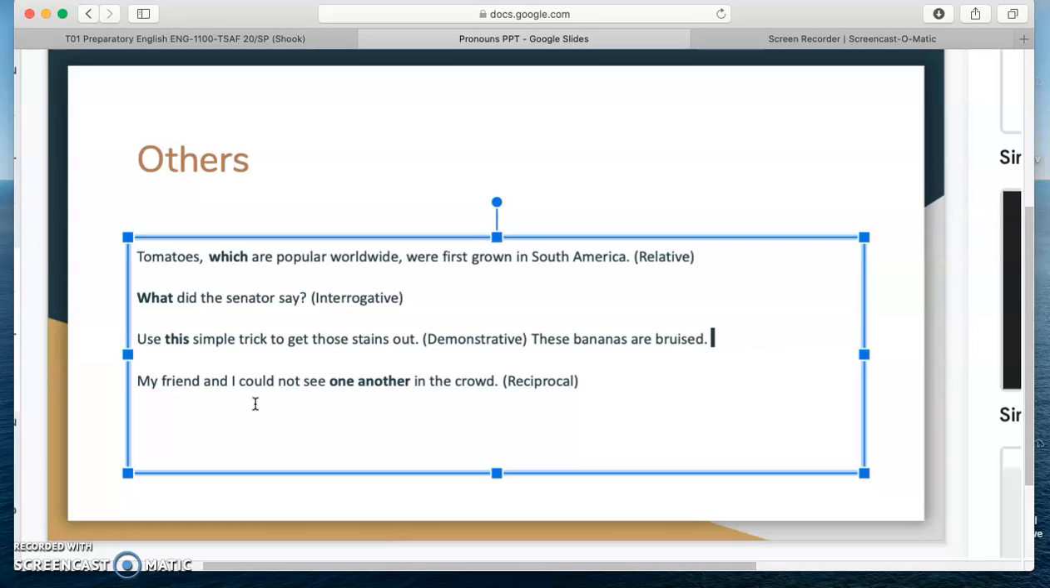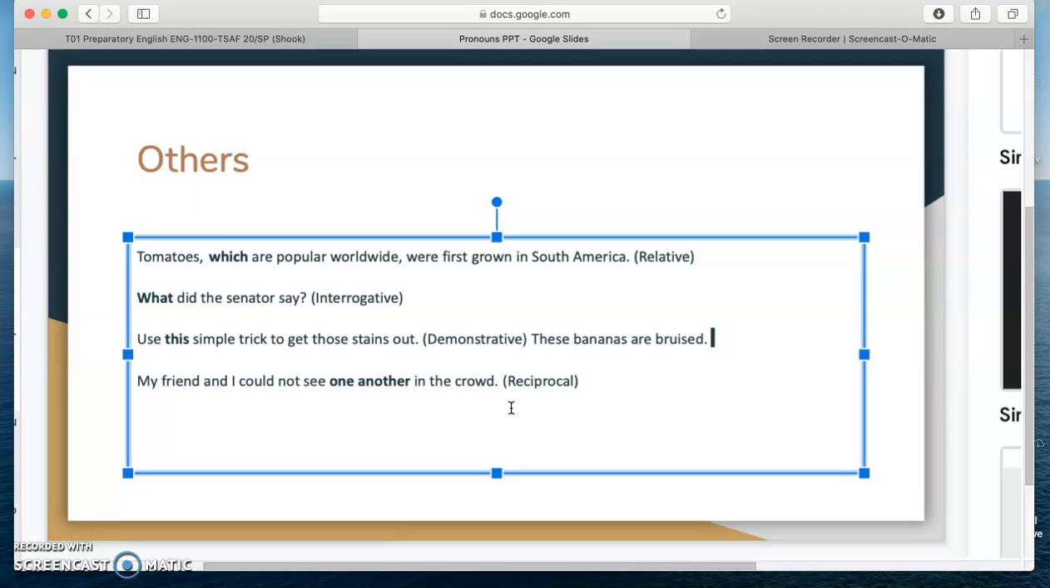And then, finally, we have reciprocal pronouns. Reciprocal pronouns refer to individuals when the antecedent is plural. So what does that mean? Well, your book has a really good example sentence. My friend and I could not see one another in the crowd. My friend and I, we are a subject together. We're a compound subject, could not see one another in the crowd. We might have also said each other. We could not see each other in the crowd.